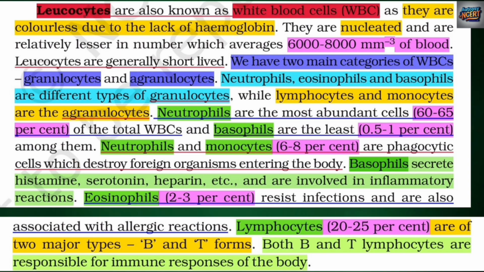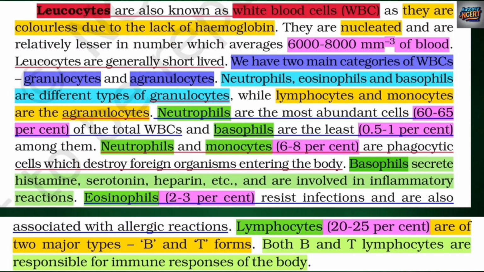Leukocytes are also known as white blood cells, WBC, as they are colorless due to the lack of hemoglobin. They are nucleated and are relatively lesser in number, which averages 6,000 to 8,000 per millimeter cube of blood. Leukocytes are generally short-lived. We have two main categories of WBCs: granulocytes and agranulocytes. Neutrophils, eosinophils and basophils are different types of granulocytes, while lymphocytes and monocytes are the agranulocytes.